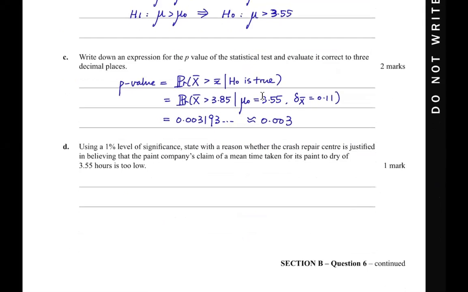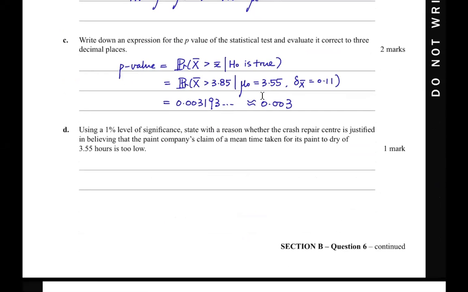Now using a 1% level of significance, state with reason whether the crash repair center is justified in believing that the paint company's claim of a mean time taken for its paint to dry of 3.55 hours is too low. Don't worry about the description, just follow our trained procedure. Firstly, the p-value is 0.003, which is way smaller than the 0.01 level of significance.